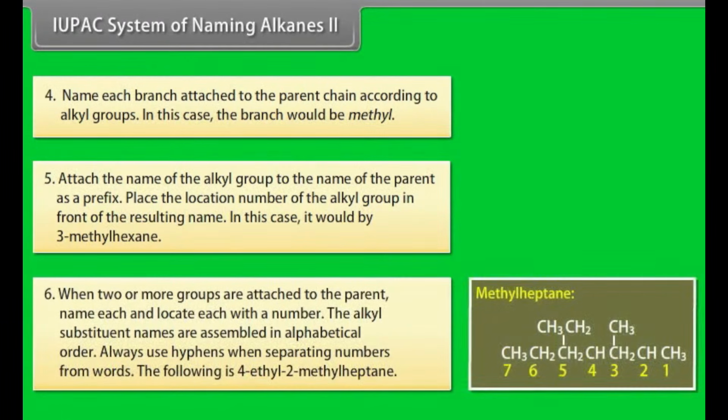Number 6. When 2 or more groups are attached to the parent, name each and locate each with a number. The alkyl substituent names are assembled in alphabetical order. Always use hyphens when separating numbers from words. The following is 3-ethyl-2-methylheptane.